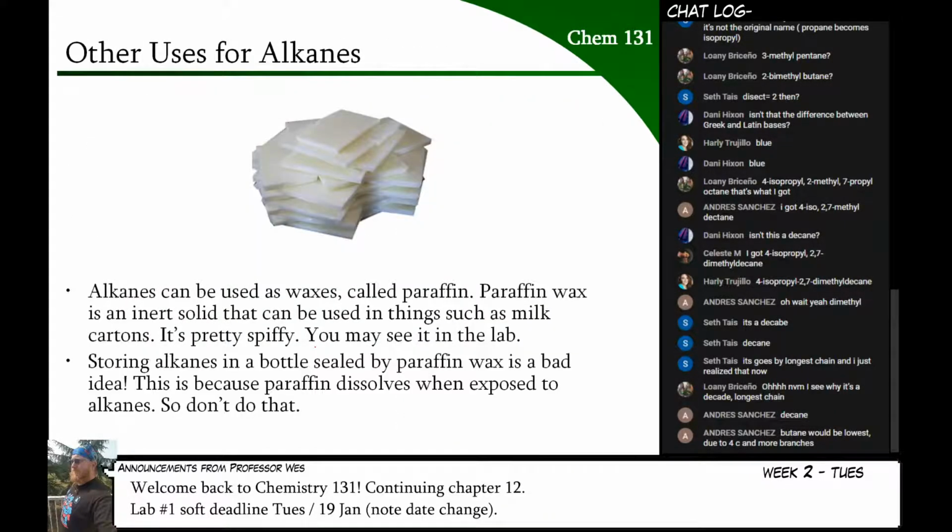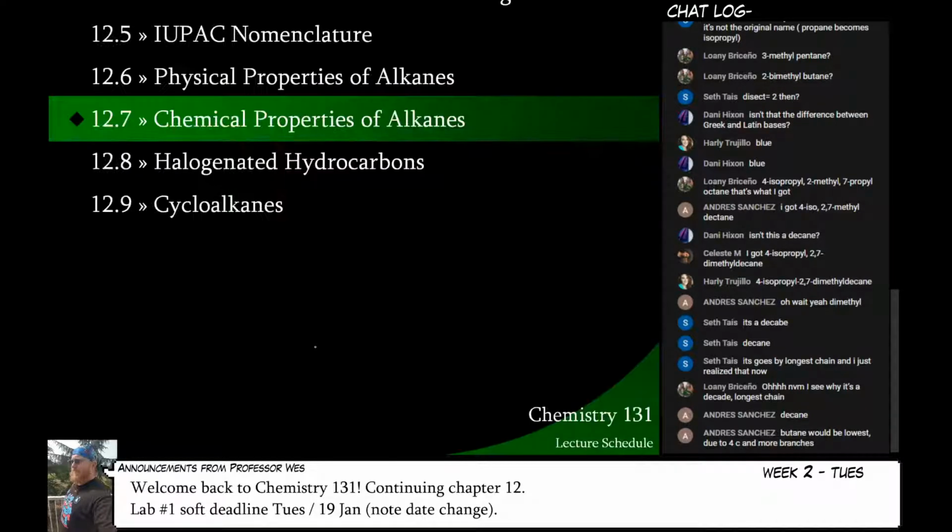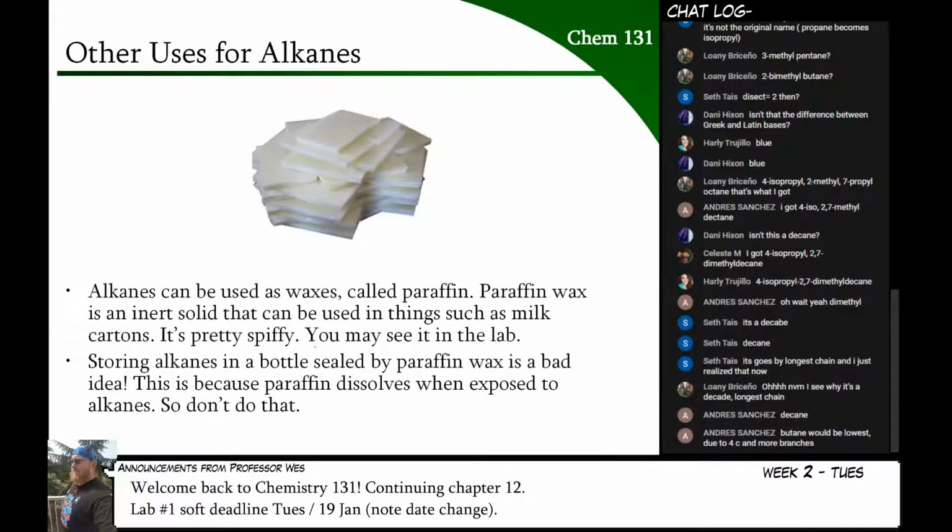I think that's it. Yeah, this is just like what are alkanes used for? We use them for waxes and stuff. So you're going to see that. And wax dissolves in alkanes. So if you were sealing a bottle of gasoline, which is an alkane, with wax paper or something waxy, it would dissolve and melt, which would be no good. So don't do that. Okay? That's the end of the physical property section. So that's all we're going to do for that.